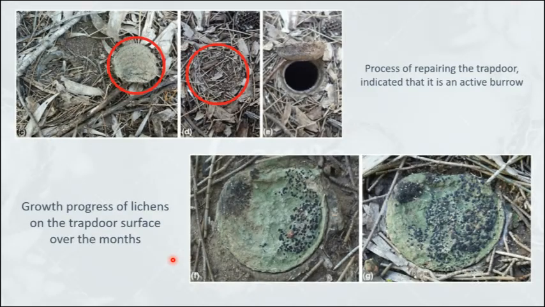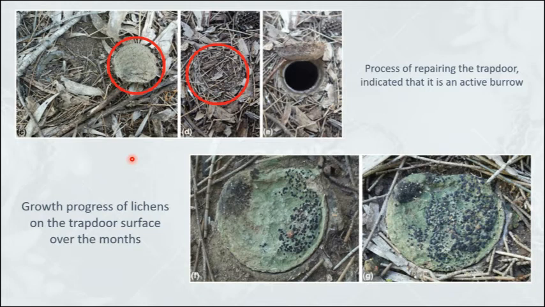And we also recorded that the spider is able to repair the trapdoor, and this is an example of the process. It indicates an active burrow, because once the door gets destroyed, the spider will immediately repair it. As you can see, this is the broken trapdoor, this is their actual burrow, and the last one is the final newly installed trapdoor.